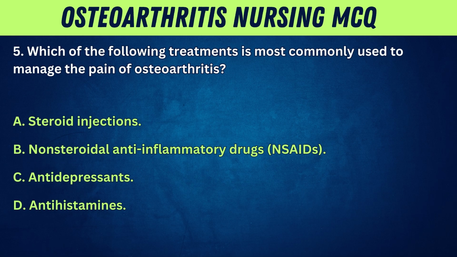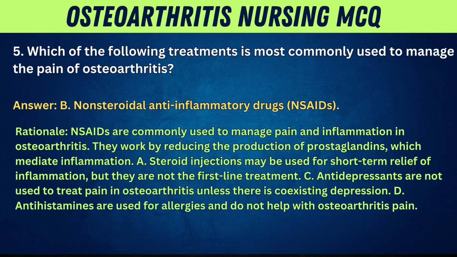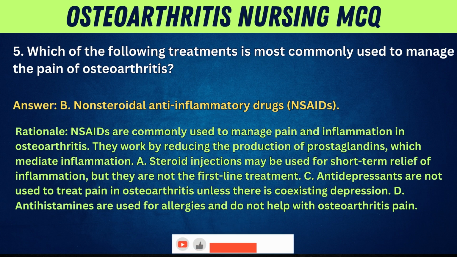5. Which of the following treatments is most commonly used to manage the pain of osteoarthritis? A. Steroid injections. B. Non-steroidal anti-inflammatory drugs, NSAIDs. C. Antidepressants. D. Antihistamines. Answer: B. Non-steroidal anti-inflammatory drugs, NSAIDs. Rationale: NSAIDs are commonly used to manage pain and inflammation in osteoarthritis. They work by reducing the production of prostaglandins, which mediate inflammation.